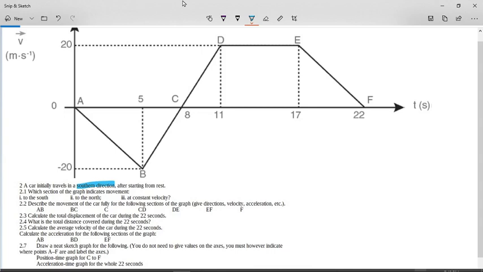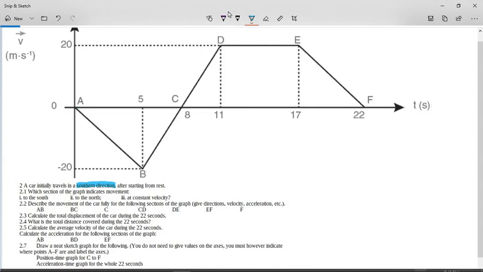You can see that I've put the text for this question here down at the bottom of the graph, and it's really small, so hopefully you've got your textbook open in front of you so you can follow what's going on here. It says to you, a car initially travels in a southern direction after starting from rest. So let's take that piece of information and look at what's going on here.